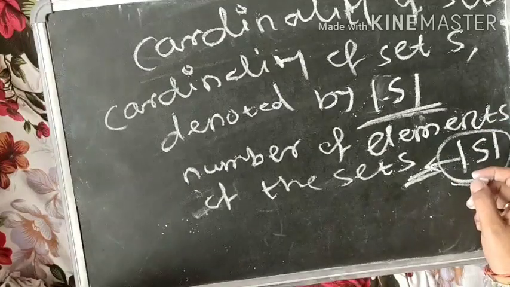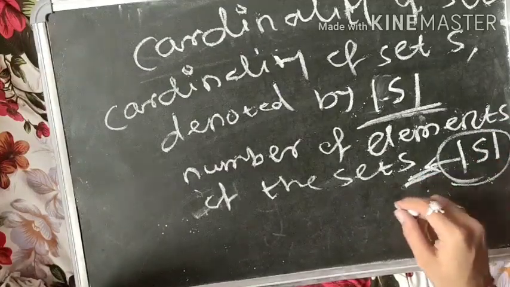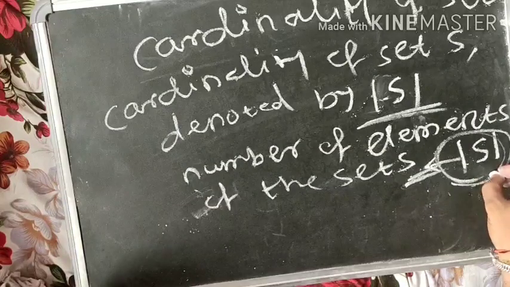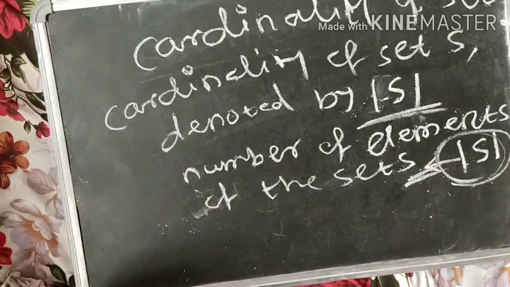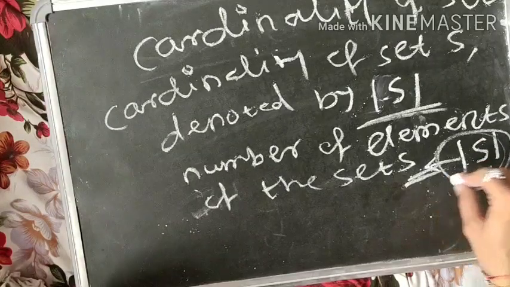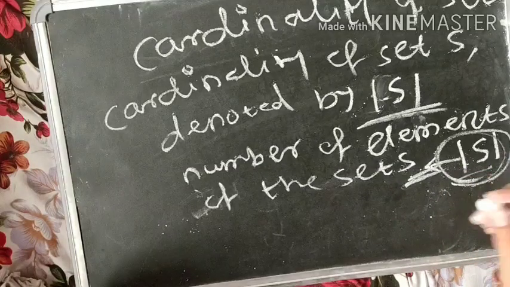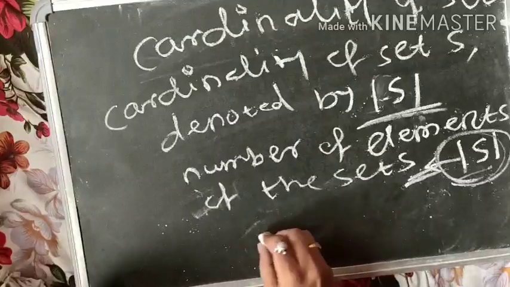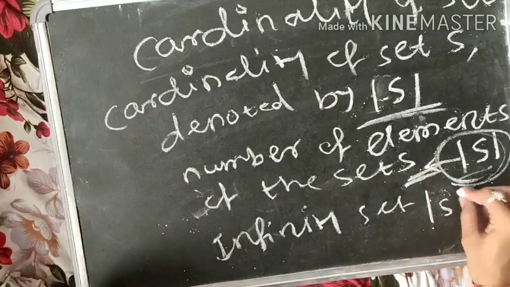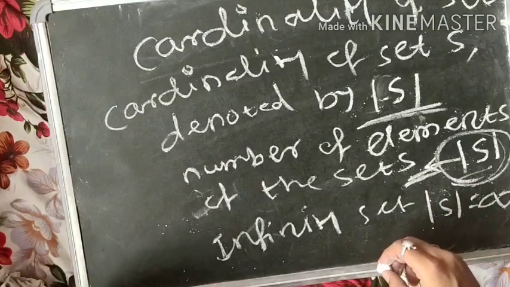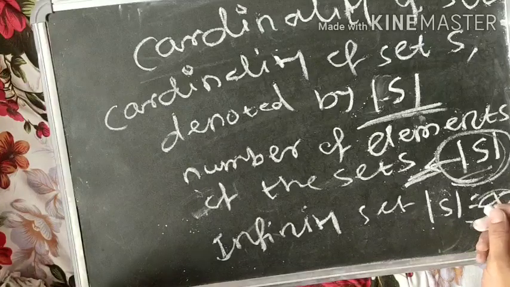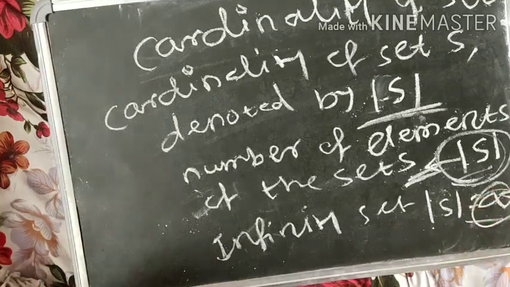Next important point: we can calculate the cardinality of a finite set. We can easily count how many elements are in a particular set. But if the set has an infinite number of elements, its cardinality is infinity. The cardinality of set S equals infinity. The cardinality of an infinite set is infinity.